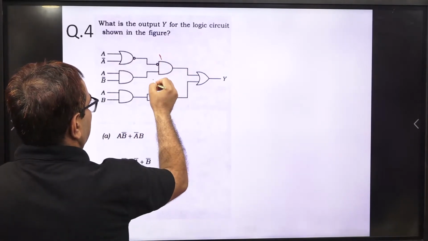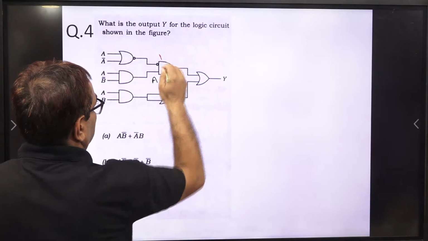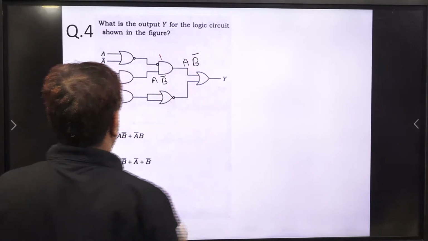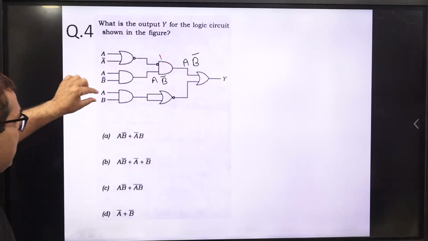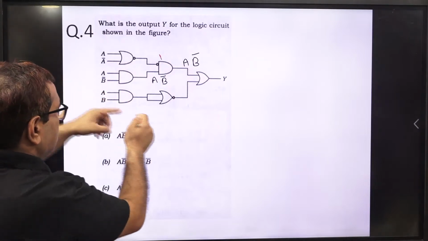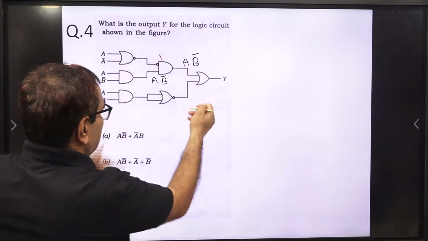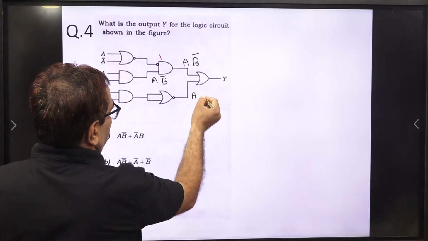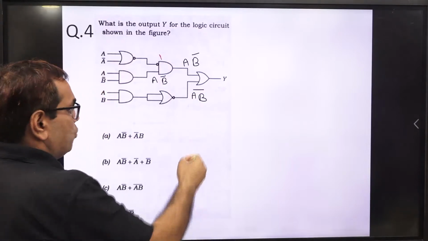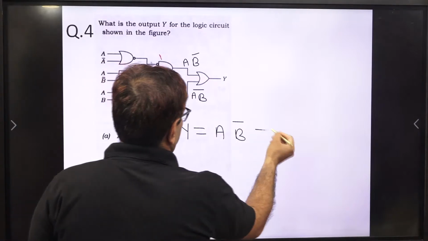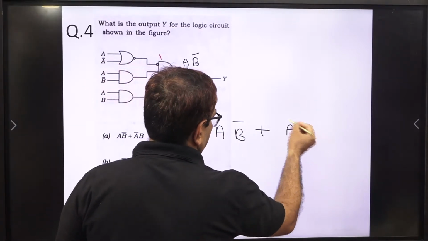A, B bar. So this AND circuit will do what? It will give us A B bar. Now here it is AND gate, so AB. Now this is AB plus AB. AB plus AB is AB, its complement. Okay. AB whole complement. So Y equal to what? Y equal to A B bar plus AB whole bar, right?